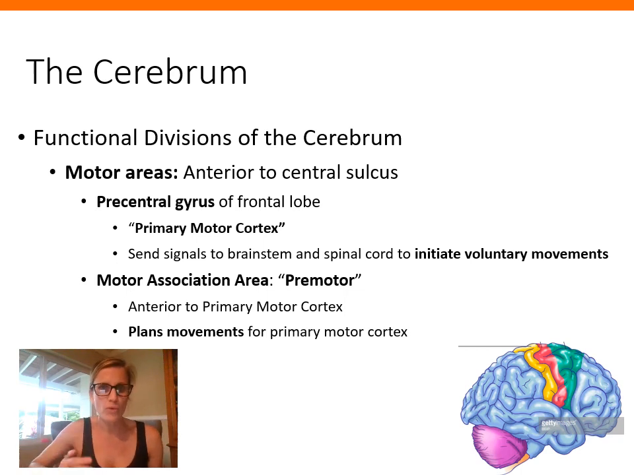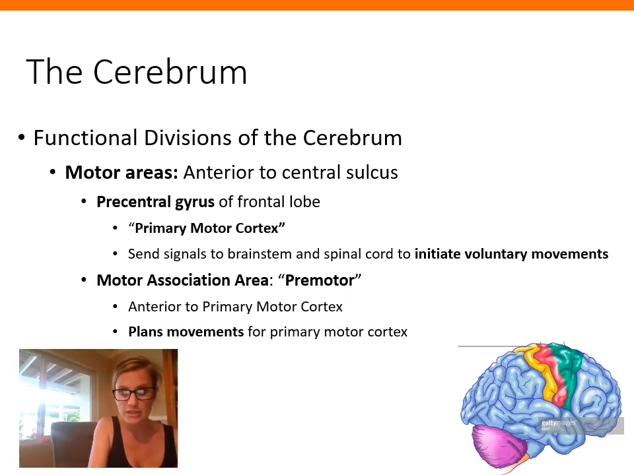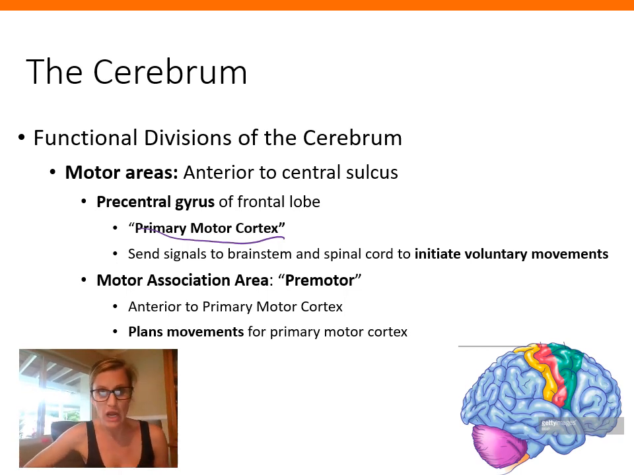You'll see me go back and forth between saying cortex and area. It doesn't matter. You can say either. So for example, right here I have primary motor cortex. You could call that the primary motor area. Doesn't matter. It's fine. It's just a certain part of the cortex.